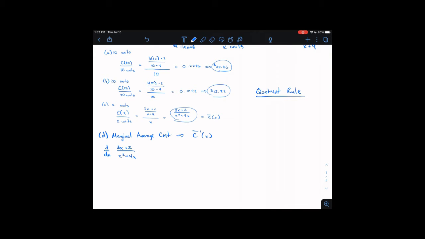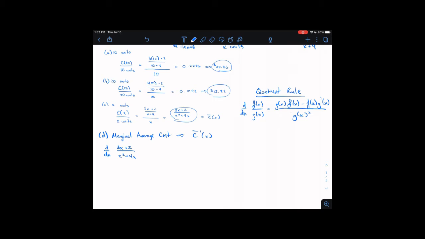So the quotient rule says the derivative with respect to x of some function over another function. We do the bottom times the derivative of the top, minus the top times the derivative of the bottom, and then this is all over the bottom squared.